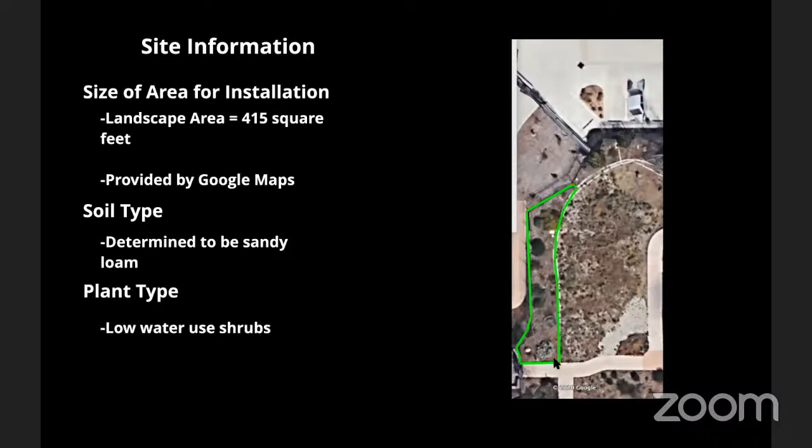If it's a rectangular or very regular shape, actually measuring will always be a little bit more accurate. But for something weird like this that curves and then goes diagonal and curves on this side, it's a lot easier to use that. And it's generally going to be close enough. Our soil type is sandy loam. And our plant type was going to be low water use shrubs. So those are the things that you want to think about.